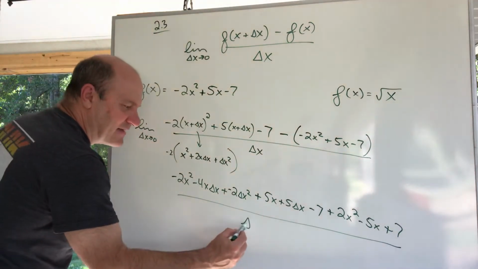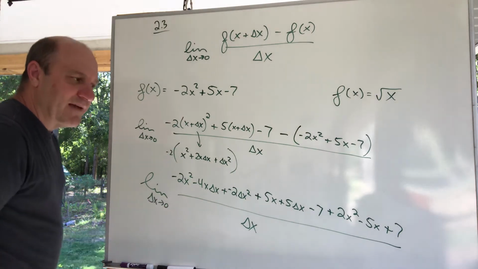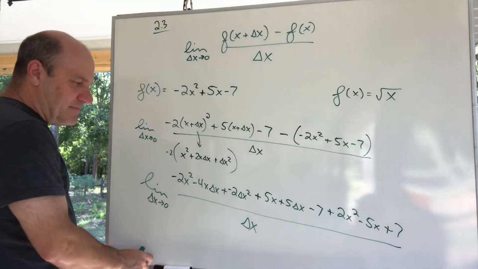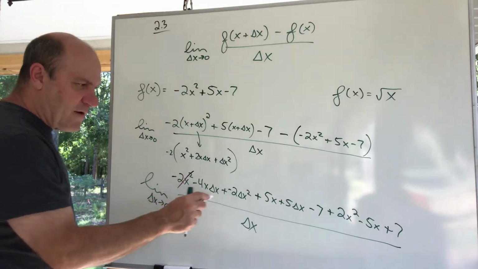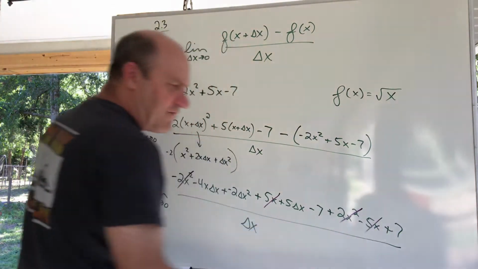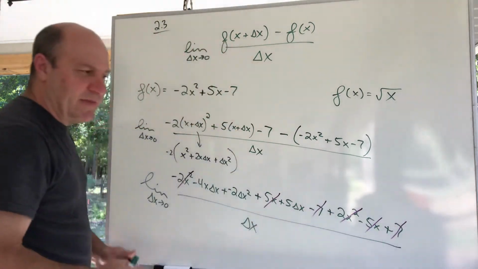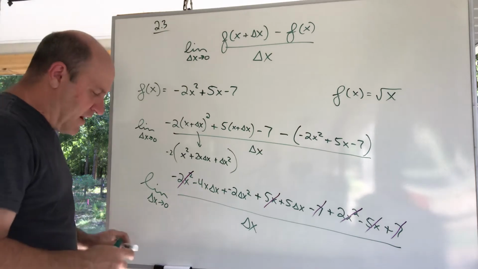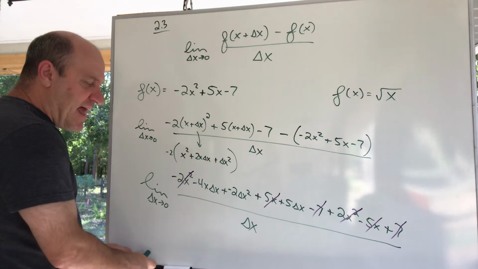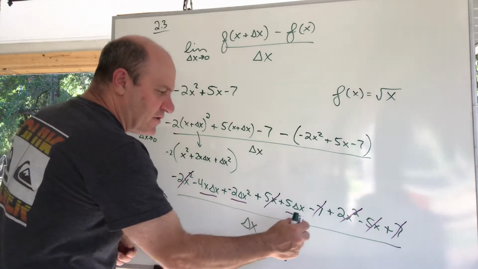All over delta x. And we're still trying to take the limit as delta x goes to 0. I should have told you to turn your paper sideways. Look at that. But a lot of stuff cancels. Can you see it? The negative 2x squared will cancel with that positive 2x squared. That positive 5x cancels with that negative 5x. That negative 7 cancels with that positive 7. That's usually how it works. In fact, usually what happens, everybody cancels that doesn't have a delta x. So everybody that's left has a delta x in there. There's this term, and there's this term.